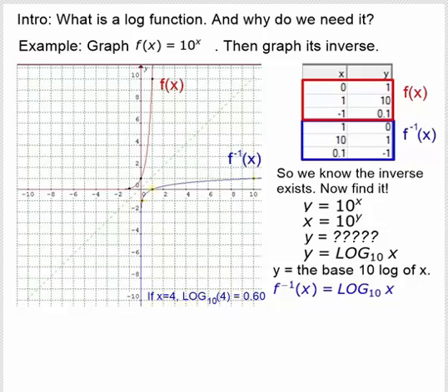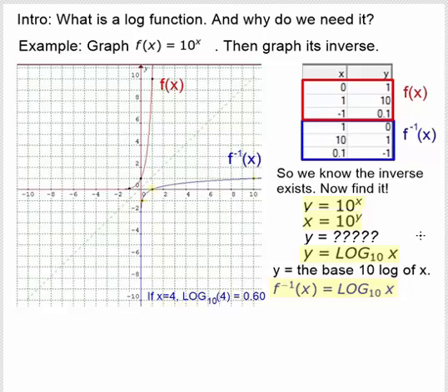So now let's see if we can find this function. By using the procedure, we write y equal 10 to the x. Then we switch x with y and we get x equal 10 to the y. But then we have to solve for y. Well, we have no algebraic way of solving for y. But y is defined as log base 10 of x. So we write f inverse of x equals base 10 log of x. We even have a calculator key for base 10 log.